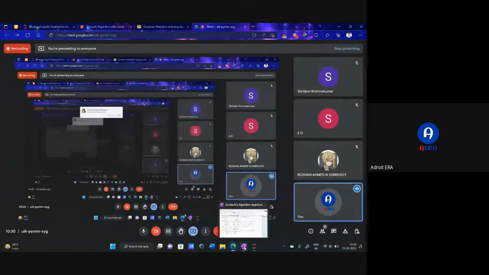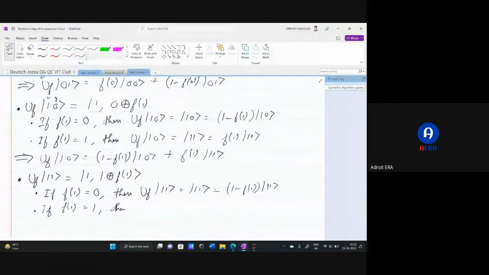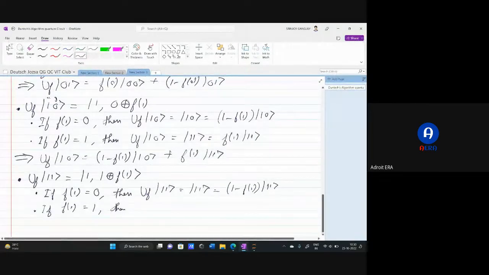Okay, then what will happen then? uf of 1 1 is equal to 1 0 is equal to f of 1 times ket 1 0.